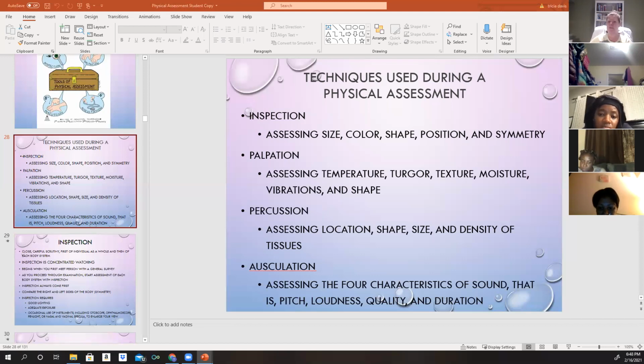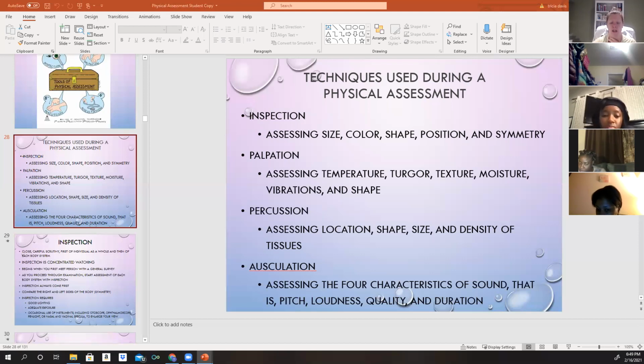So when you're feeling that abdomen, do you feel any abnormal masses or anything that shouldn't be there? And then percussion, that is assessing the location, the shape, and the size and density of tissues. When you percuss and you're tapping on your hand, you're listening for the sound that comes off over each organ or each area. And then auscultation, so that is assessing the 4 characteristics of sound, which are pitch, loudness, quality, and duration.